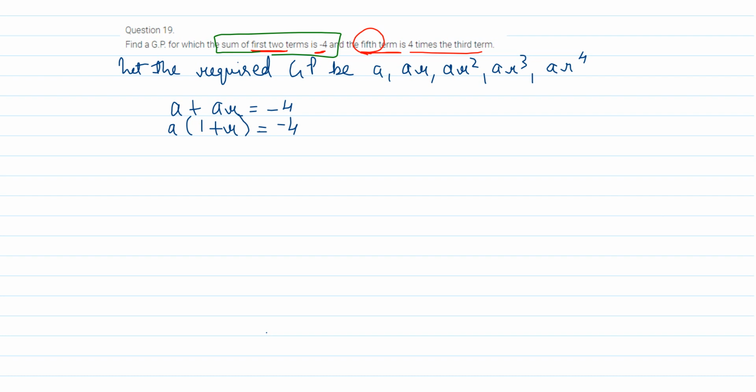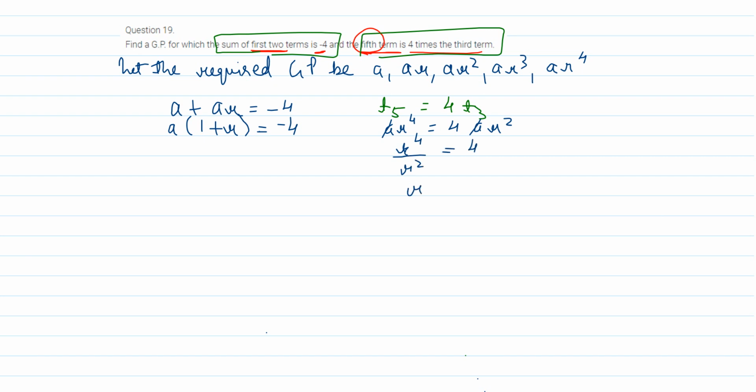Second, you are given that the fifth term is 4 times the third term, that is ar raised to 4 is equal to 4 ar square. So a reduces from both sides, and r raised to 4 upon r square will be equal to 4. That's nothing but r square is equal to 4, that is r is equal to plus minus 2.